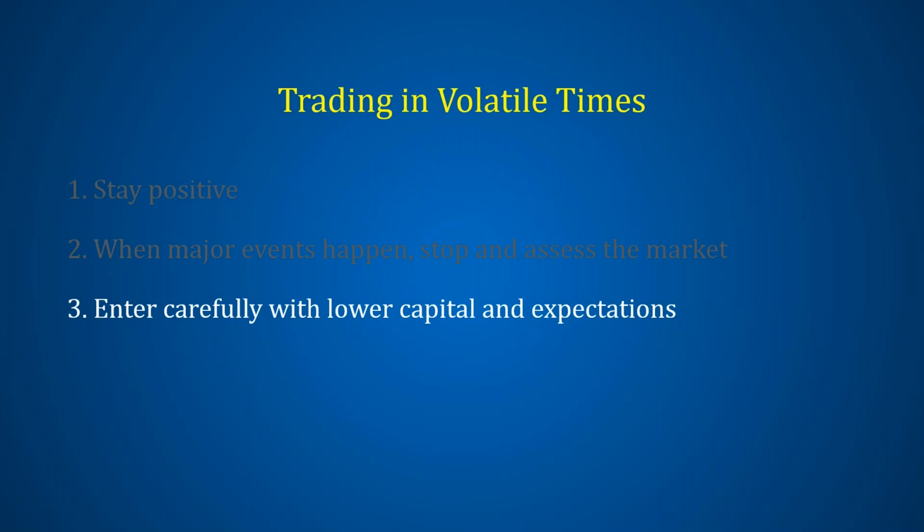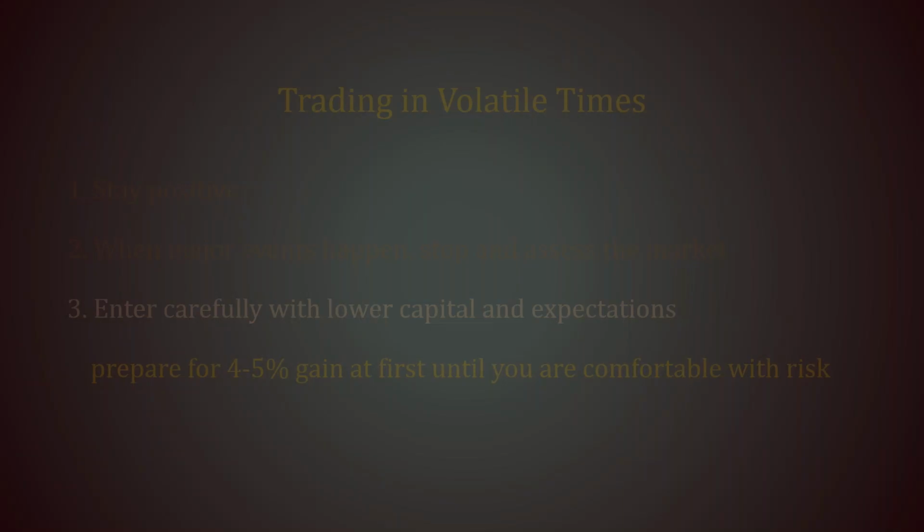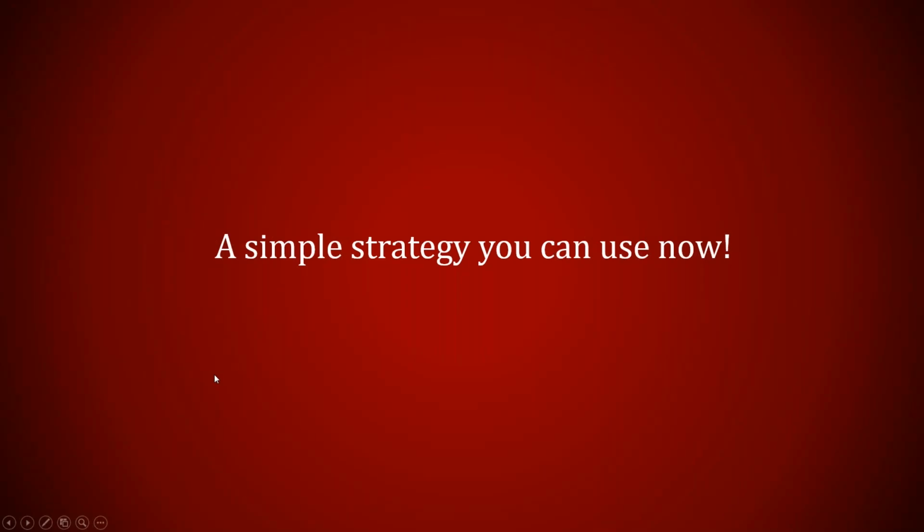You know, try and get a feel for what's going on. And believe it or not, there is actually still money to be made in high volatile times, but you have to understand all this. That's the stuff that we teach. And then when you're a little more comfortable, enter carefully with lower capital and lower expectations. So if perhaps you're aiming for 7 or 8 or 9% a trade, pare it down a little bit, down to 4 or 5% at first until you're comfortable with risk, okay? Because things are going to be different now, and paper trade that first until you get a little more comfortable, then enter with some lower inputs into the market.